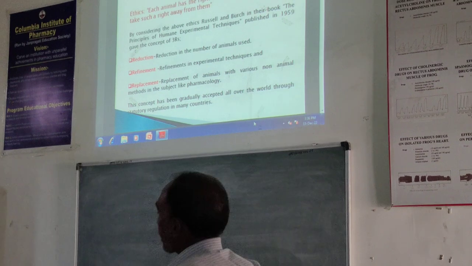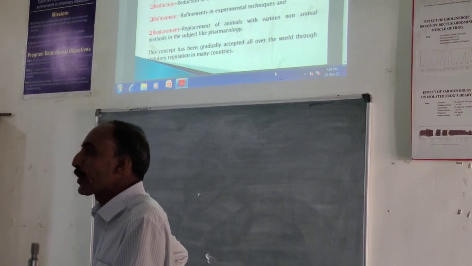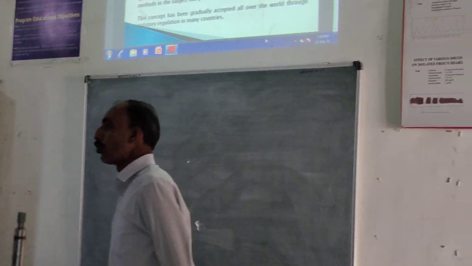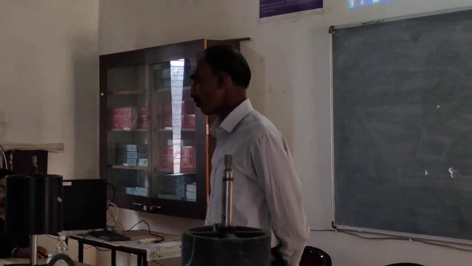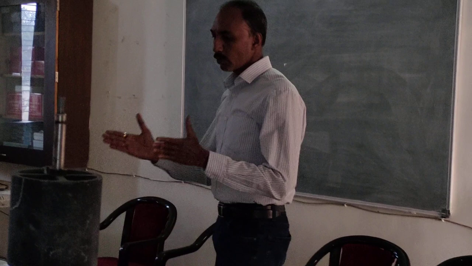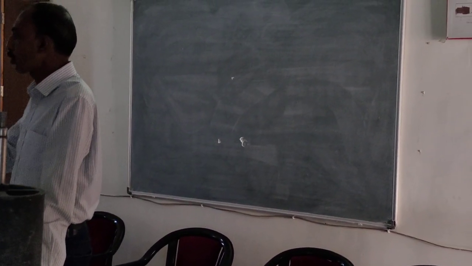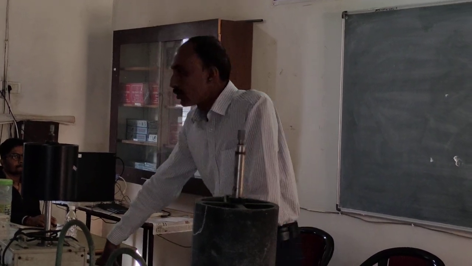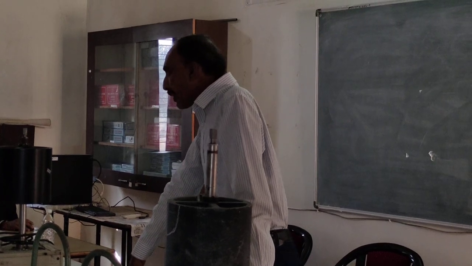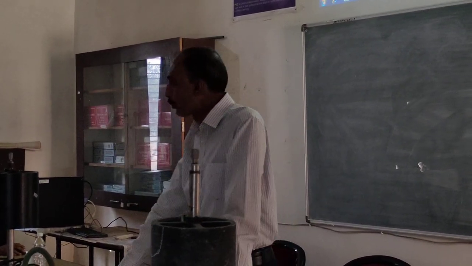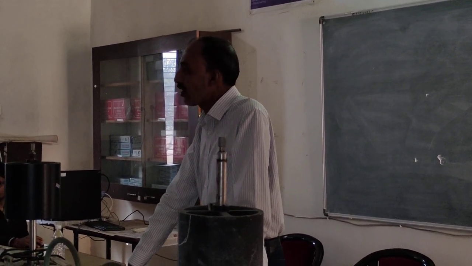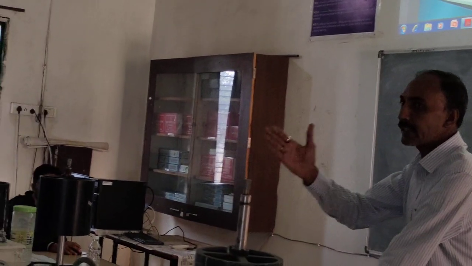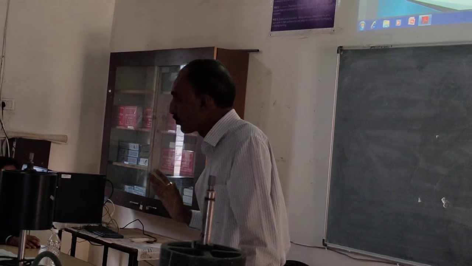For considering this, there are three principles that have been adopted: reduction, refinement and replacement. Reduction means we should not use an unnecessary number of animals. Suppose, take an example, we need three groups of different animals: one normal group, one test group and another control. As per our ethical guideline, 6 animals are to be taken in each group. We should not increase 6 to 10, because that is unethical and irrational use. So the number of animals should be restricted to 6 as per the guideline, and the research will be continued. First is reduction.